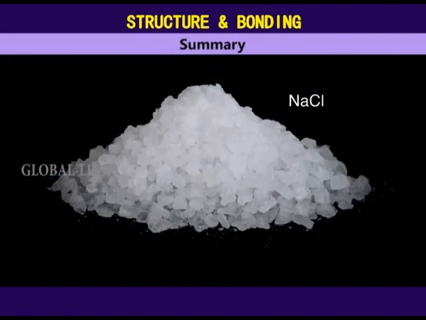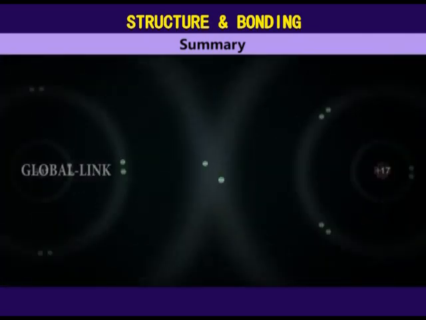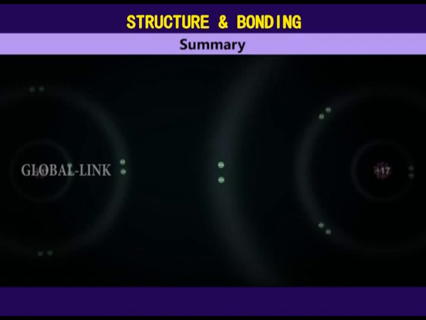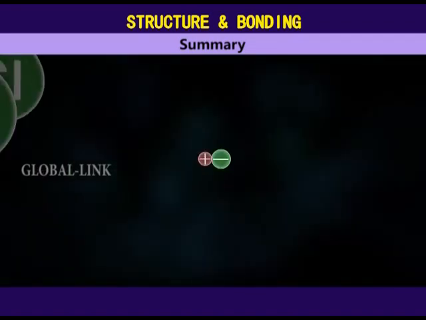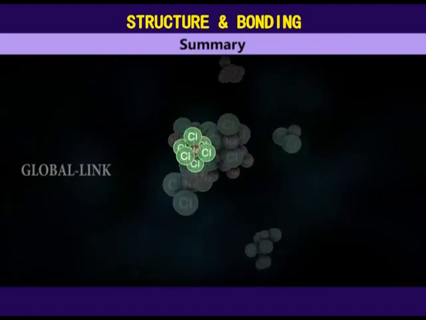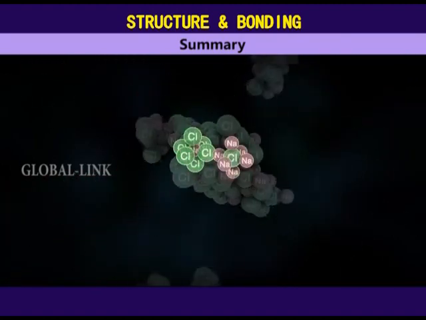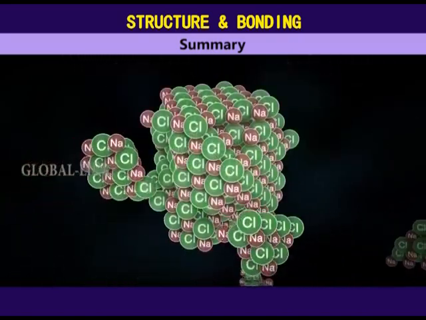Table salt, sodium chloride, is held together by ionic bonds. Every atom of sodium gives up one electron to another atom of chlorine. Ions are formed, and these ions arrange themselves in a 3D grid called a lattice, in which every sodium ion is surrounded by 6 chloride ions, and every chloride ion is surrounded by 6 sodium ions.